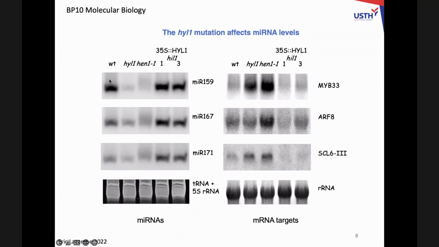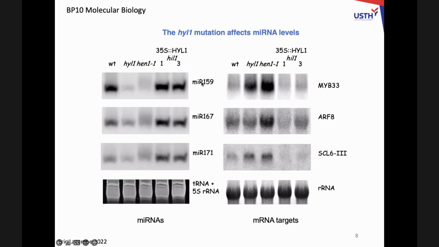Let's take the wild type lane in both situations. Do you see the relation between the accumulation of the target and the accumulation of the microRNA? Do you see a relation? When the microRNA is expressed, it will bind to the target and the target will be degraded. So when the signal of the microRNA is high, the signal of the target is low.